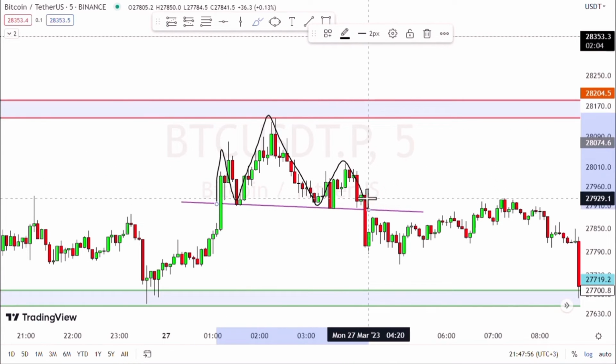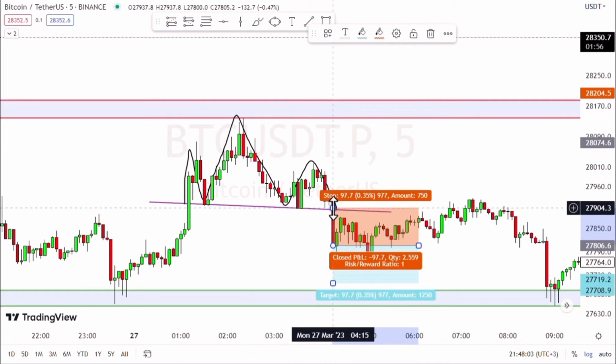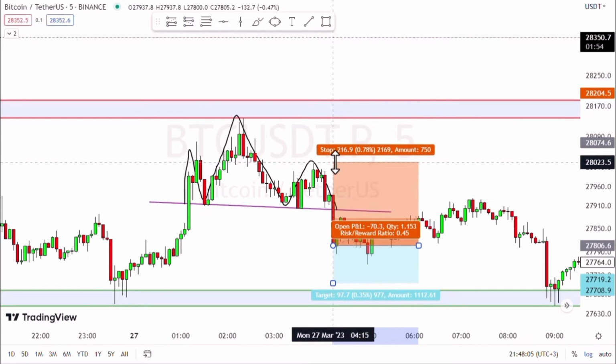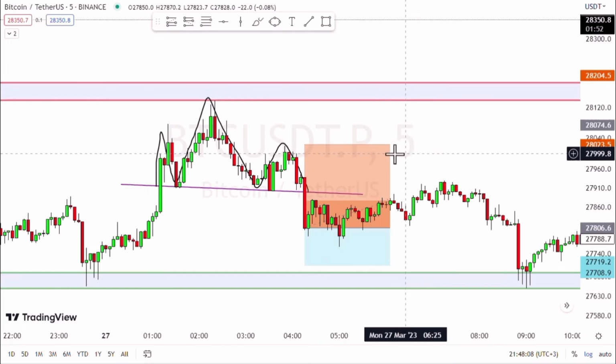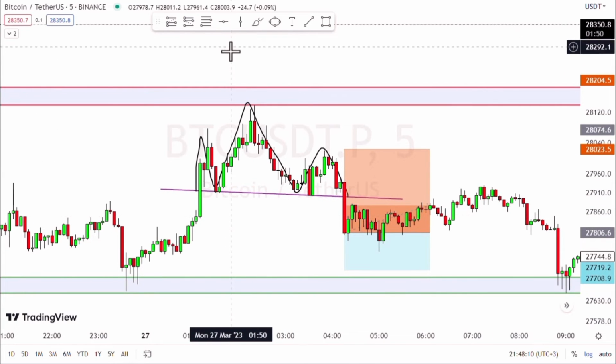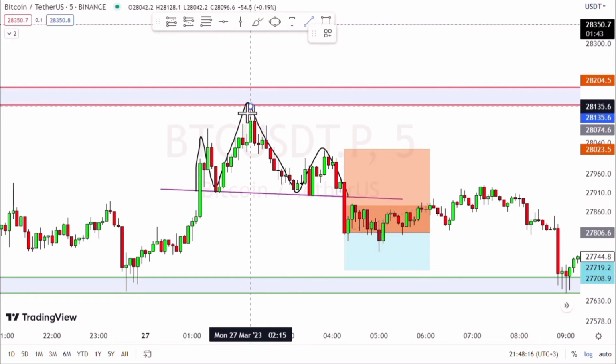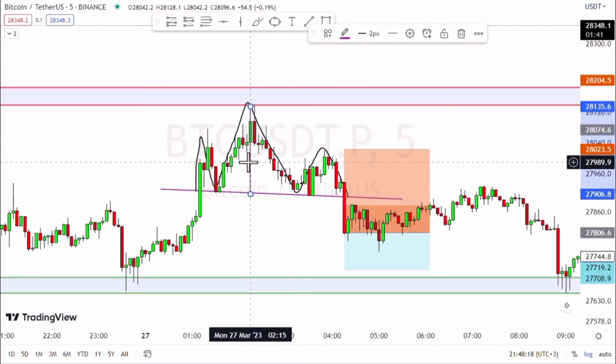And we took a short trade here. And what should be our stop loss? The stop loss should be above the shoulder. And where is our target point? The target point is going to be measured from the highest point of the head to the neck, and then from the breakout point of the neck down to the bottom. So it's going to be here.